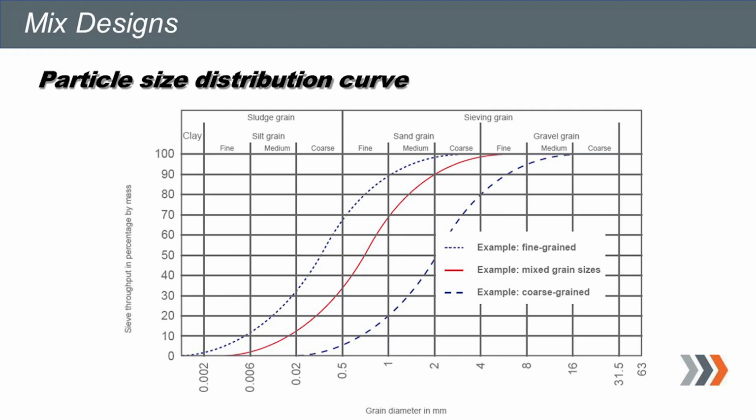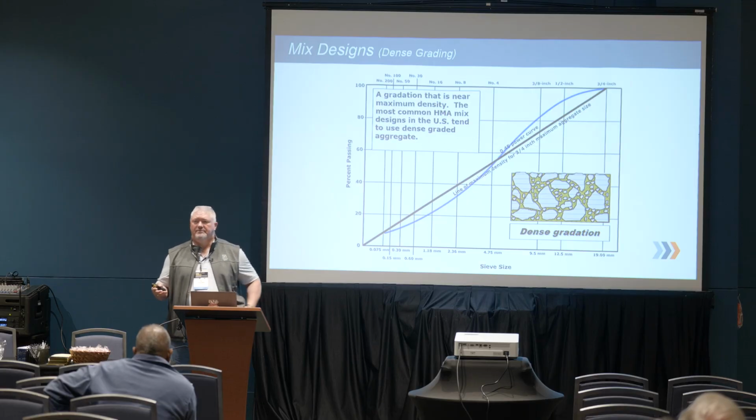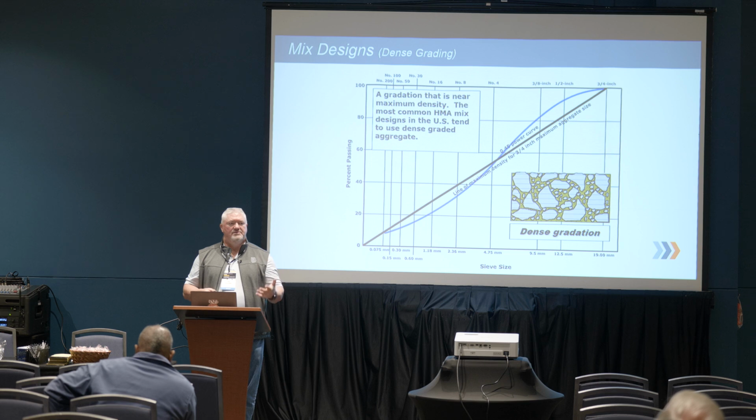Some people have seen this before. This is a gradation curve. We look at the different types of mixes that are out there. I call this one kind of just a lunchbox mix. This is what plants usually have that are just for outside sales. If you want to do driveways or parking lots, this is just a regular mix that they have at the plant.